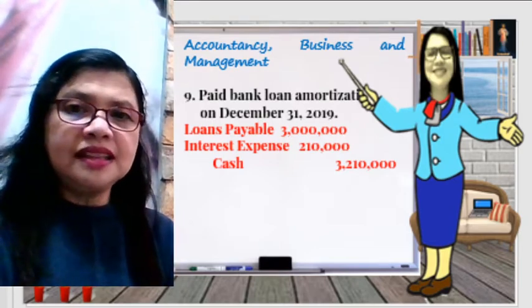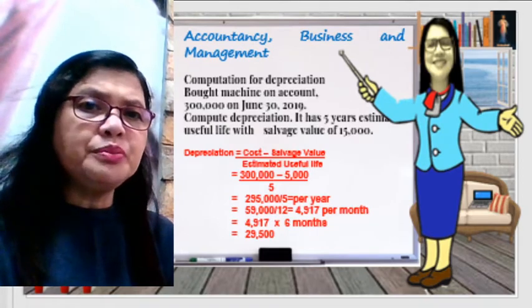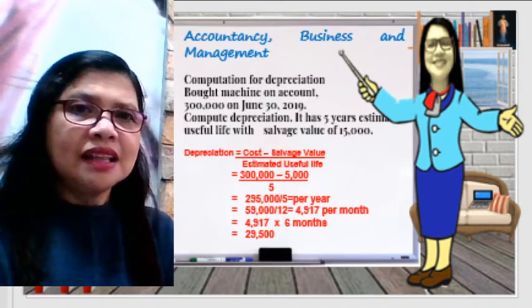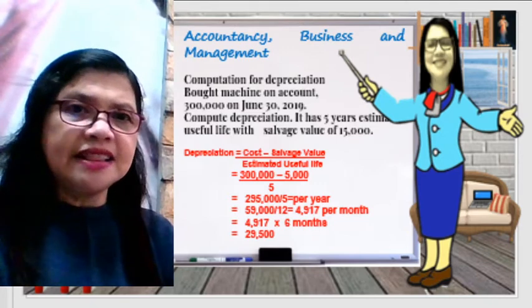Okay, next, now we compute for the depreciation. For the depreciation, we use the straight line method.